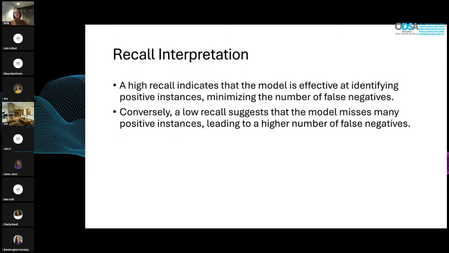So here's the interpretation for the metric. If you have a recall value that's closer to 1 versus closer to 0, a high recall value, meaning closer to 1, indicates that the model is effective at identifying positive instances. It minimizes the number of false negatives. Conversely, a low recall suggests that the model misses a lot of positive instances and it leads to a higher number of false negatives.